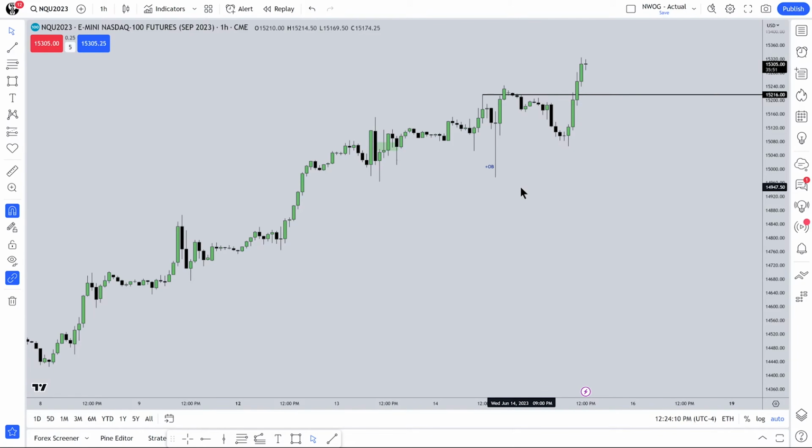But if it reverses, I'll know if it's a reversal at the time of delivery. So that's why I have to wait. I have to wait for CPI, I have to wait for FOMC, I have to wait for non-farm payroll if I'm going to trade them.